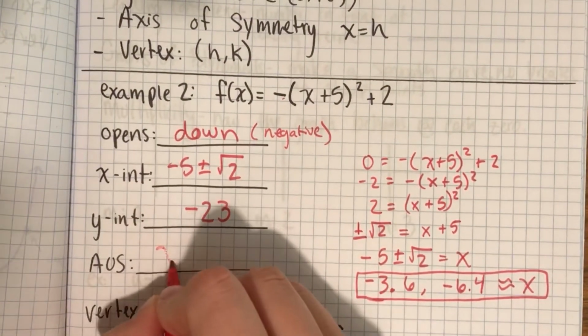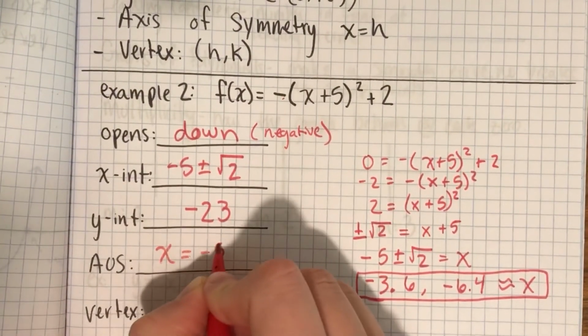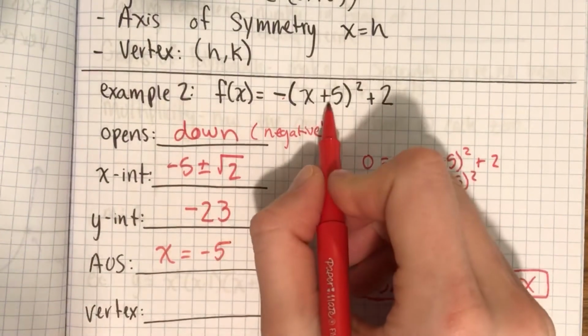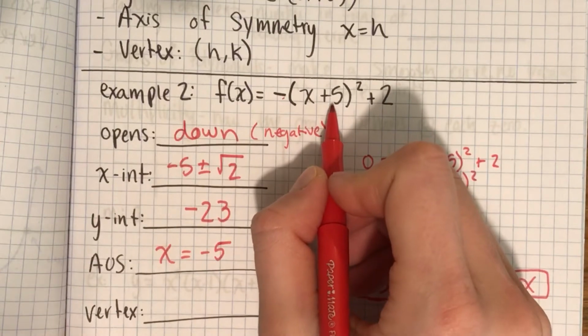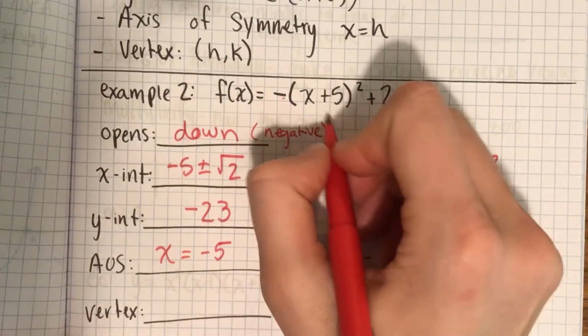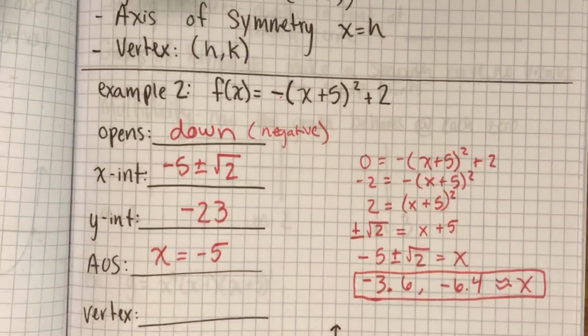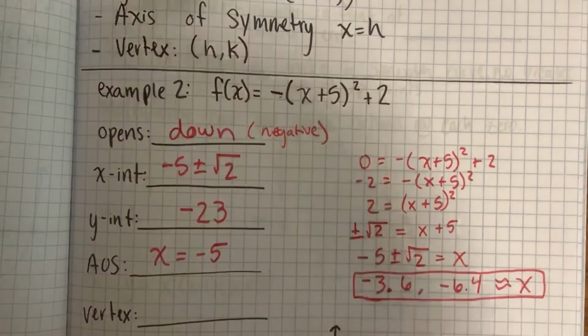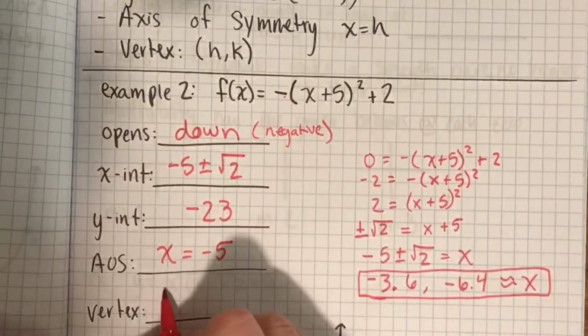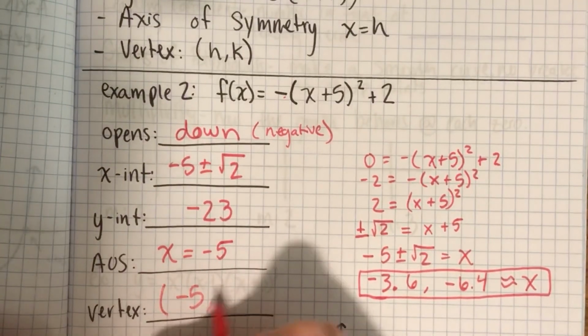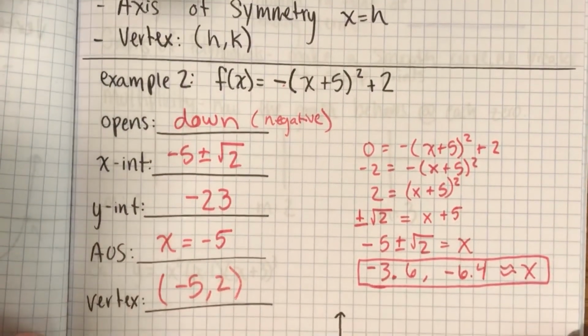Our axis of symmetry, this one's easy. X equals negative 5. Okay, that's our h value. Well, since we have a plus 5, that's the same as saying minus negative 5. All right, so you'll always flip-flop that h value. And our vertex is at negative 5, 2.